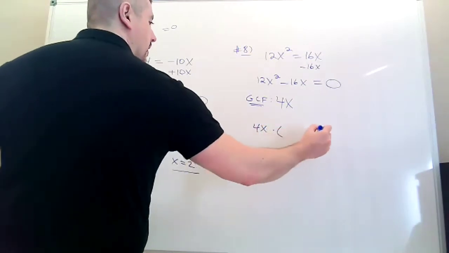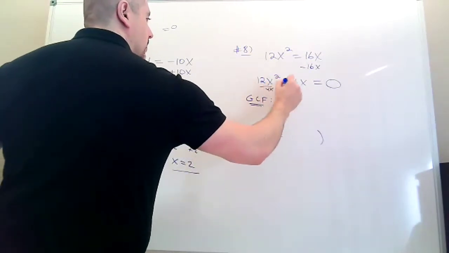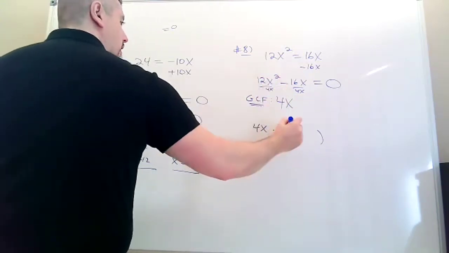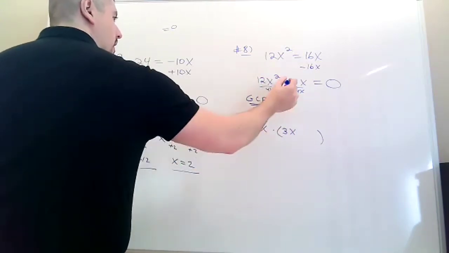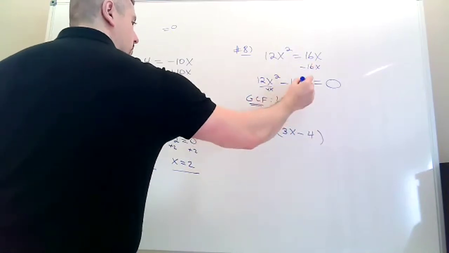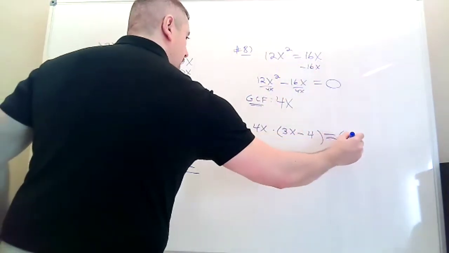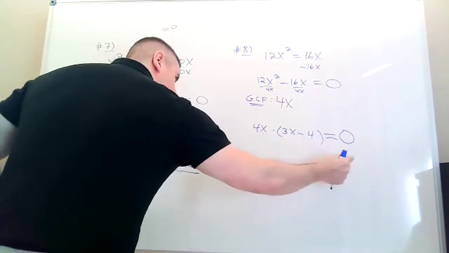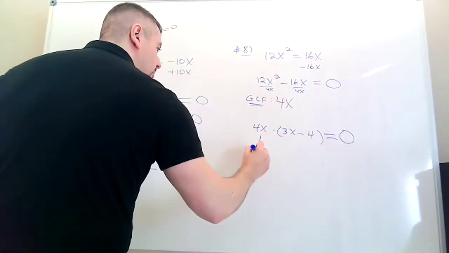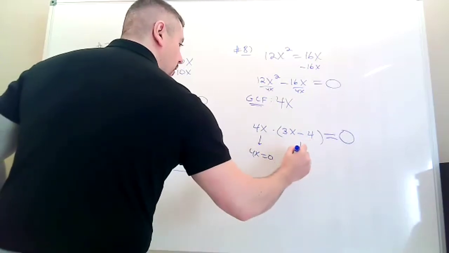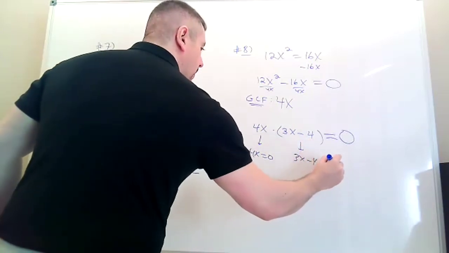And then again, if you need to, do this. 12 divided by 4 is 3. X squared over x leaves you with 1. Minus 16 divided by 4 is 4. The x is crossed out. Equals 0. If the product of two things is equal to 0, then one of them must be 0. So either that one, my straight mark there, or that one.